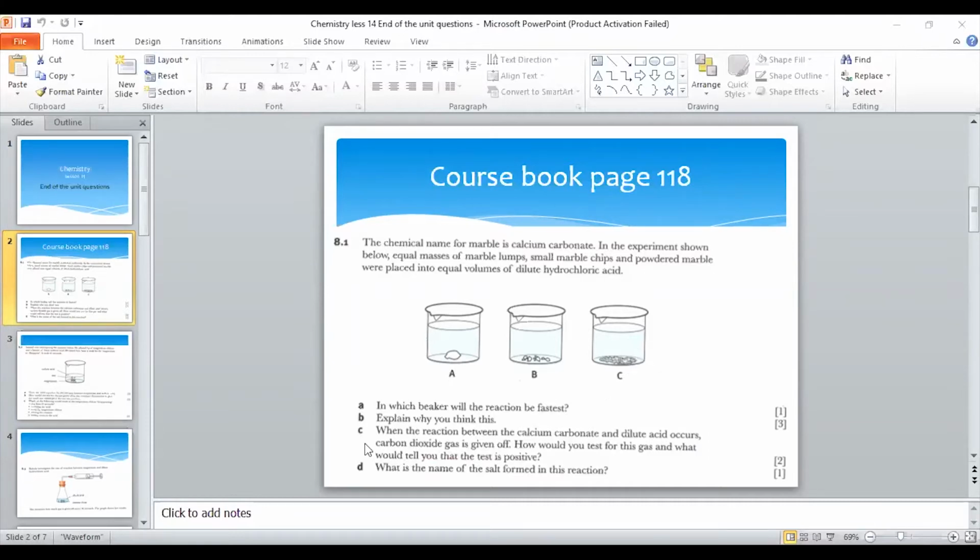Okay, let's start with the other questions. When the reaction between the calcium carbonate and dilute acid occurs, carbon dioxide gas is given off. How would you test for this gas, and what would tell you that the test is positive? Okay, who's going to do this? So how can we test for the presence of carbon dioxide? What should we do? Where is Noelle? Yes, Noelle, please. So how can we test for the presence of carbon dioxide?